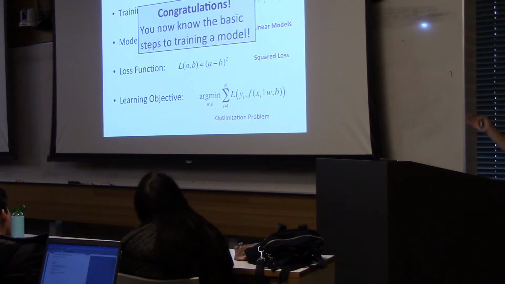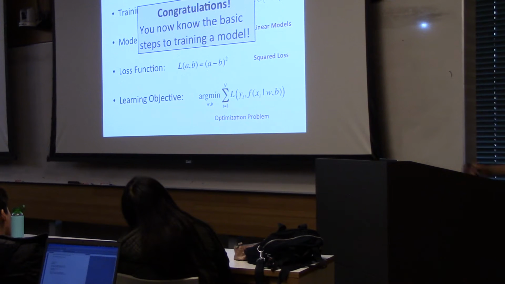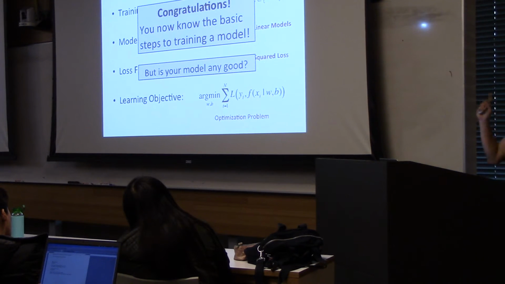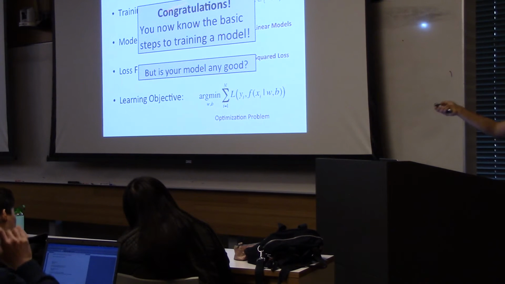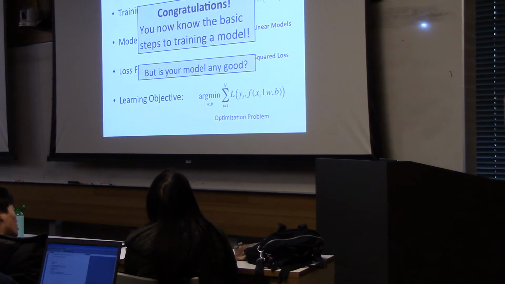Congratulations, you now all know the basic steps to training the most basic and widely used model class in the industry. So you're done, right? Class is over? Is your model any good? You set this up, you collect the training set, you choose the model class, you define a feature representation over your training set, you minimize your loss function, but how do you know that it actually works?